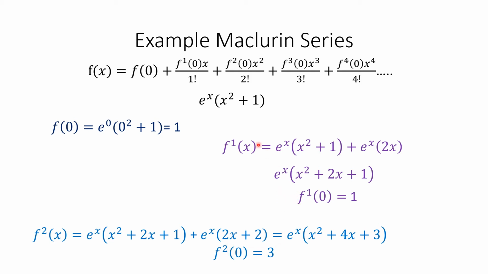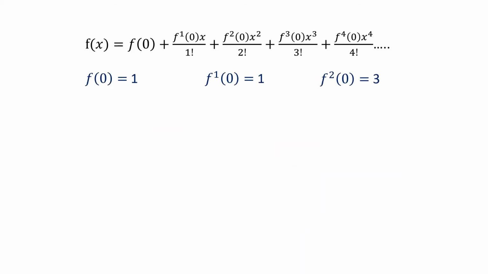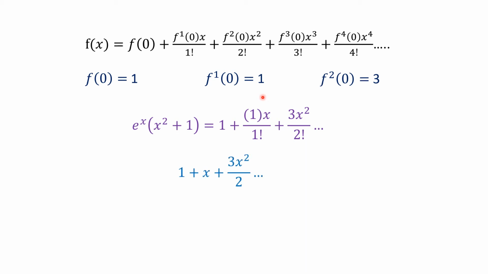So now that we know the derivatives, we can just plug into this Maclaurin series formula. As you can see here, we have these derivatives, and now it's just plug in and substitute. So we know that e to the x times x squared plus 1 can be written as 1 plus x over 1 factorial plus 3x squared over 2 factorial. And if we just continually take derivatives, it's easy to see that we can continually make these polynomials, making a better and better approximation of e to the x times x squared plus 1. That simplifies down to 1 plus x plus 3x squared over 2, and just goes on forever.